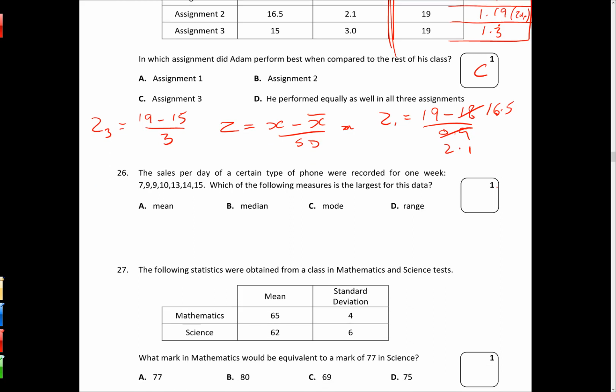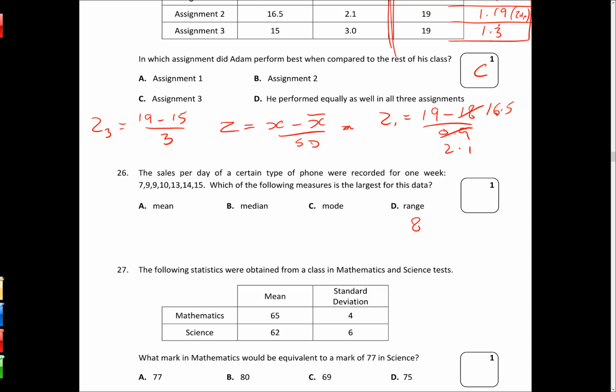The sales per day of a certain type of phone were recorded for 1 week. So we've got 7 results, one for each day of the week. Which of the following measures is the largest for this data? Well, we're going to have to work them all out, aren't we? Are they in order? 7, 9, 9, 10? Yes, they are. So I'm going to do the range first. That's easiest: highest minus lowest. 15 minus 7 is 8.